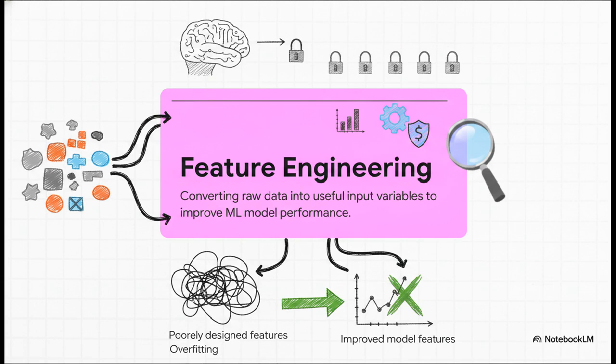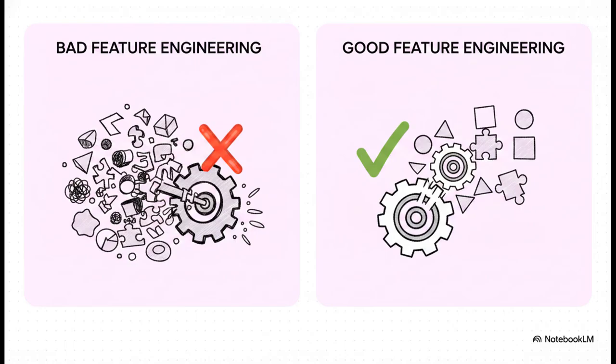Because even the most advanced algorithms out there can completely fail if they're trained on poorly designed features. Good feature engineering improves accuracy, it reduces overfitting, and it basically wrangles the messy reality of raw data. So it's absolutely crucial to understand the difference between good and bad feature engineering. Bad feature engineering ignores missing values, includes wild outliers, or actually even worse, it just feeds the model raw timestamps.